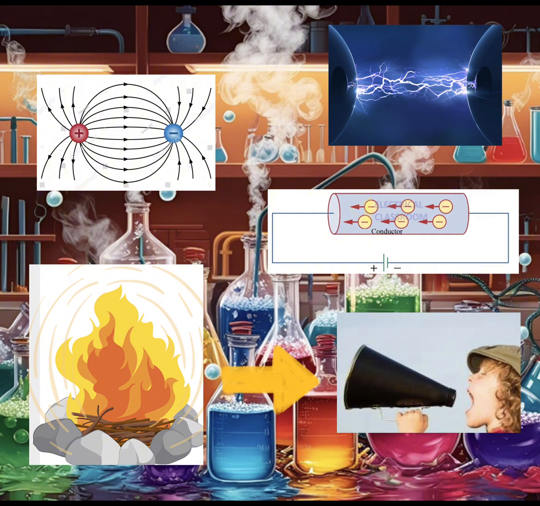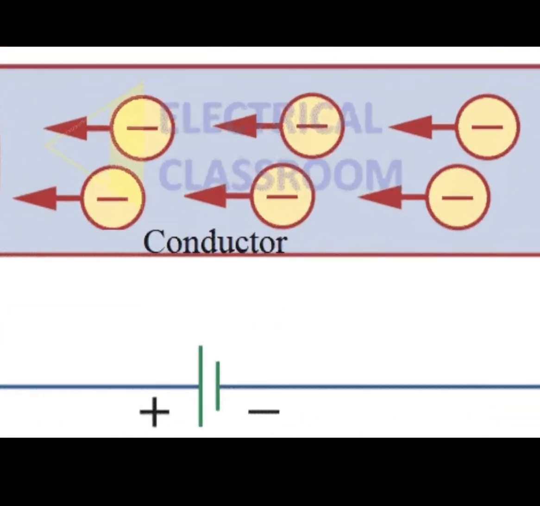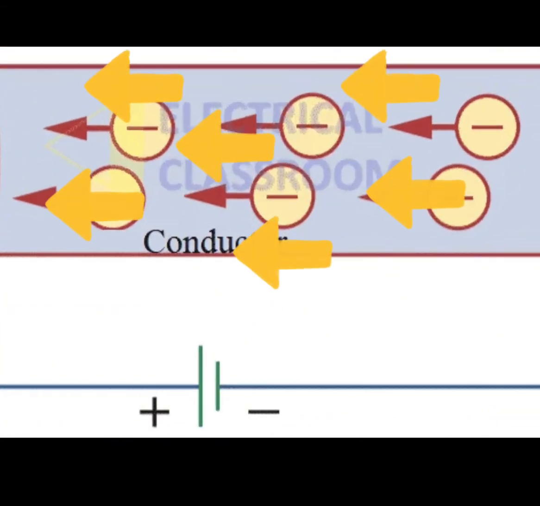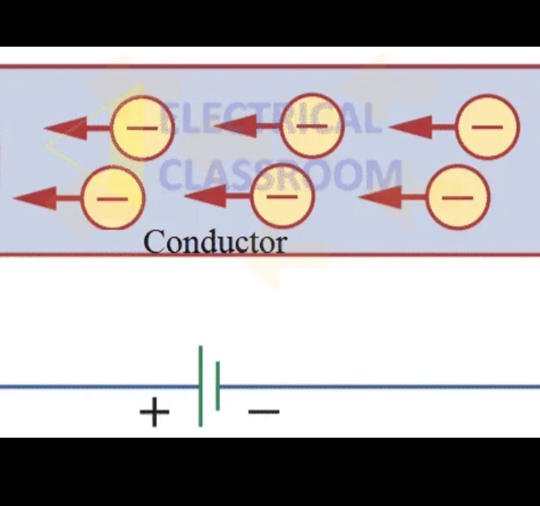And finally, let's talk about the electric current. The electric current is the flow of electric charge in our circuit, which makes it important for us to know how it flows. Electric current is also the measurement of the quantity of electric charges that flows past any point in the circuit per second, which is measured in amperes.